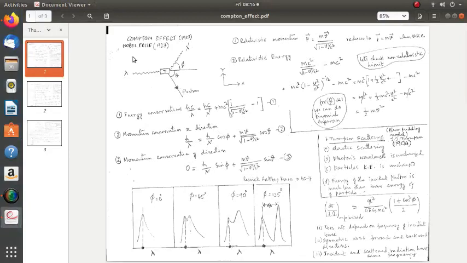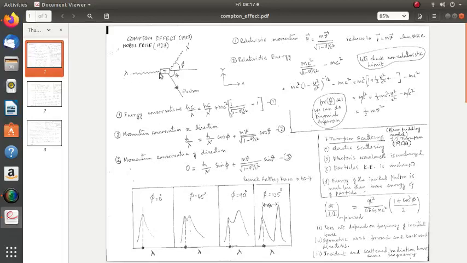Hello, in today's lesson we will talk about the Compton effect, where a photon falls on an electron. The photon is scattered at an angle phi with an increased wavelength lambda dash, whereas the electron recoils at an angle theta with the x-axis. So this is the process that we are going to study.